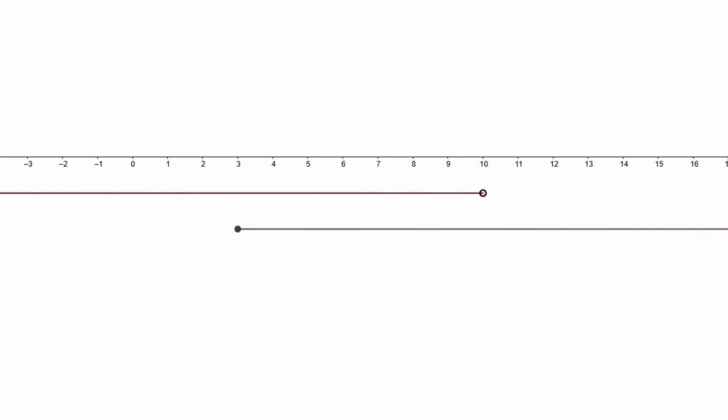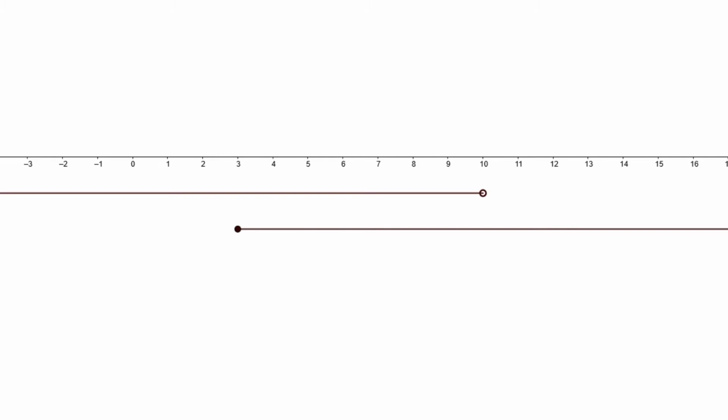Our first inequality was true for all values of x less than 10. We can visualize that in this way. The line that we have drawn underneath our number line represents all the values of x in our solution set. The open circle underneath the 10 indicates that we are not including that value. Our second inequality had the solution values of x greater than or equal to 3. We can visualize that using the second line. The solid dot underneath the 3 indicates that we are including that value.